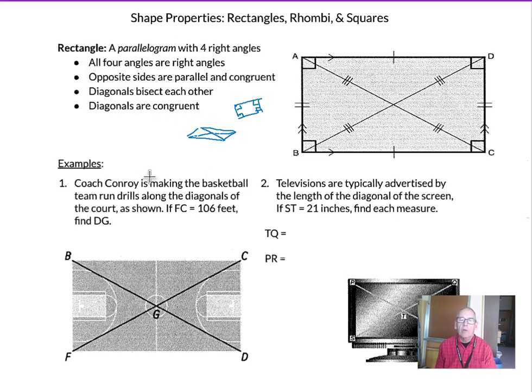But in a rectangle, diagonals are congruent. Because it's a parallelogram, they bisect each other. Because it's a parallelogram, opposite sides are parallel and congruent. And because it's a rectangle, it has a right angle. Okay, so let's look at these examples.